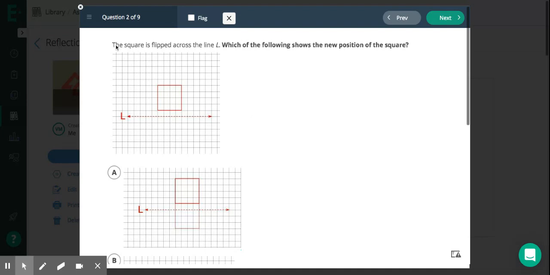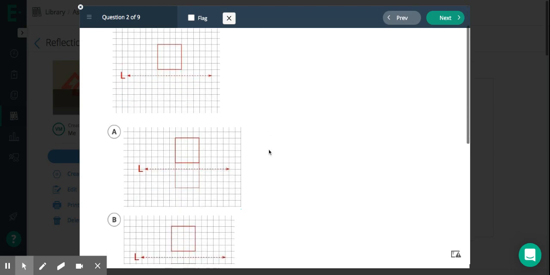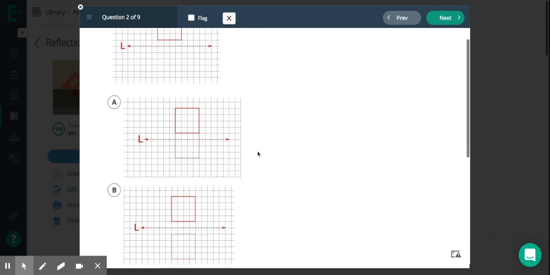All right, so it says the square is flipped across the line L. Which of the following shows the new position of the square? So if we take a look at the first one here, it's kind of hard to see, it's really light, but that square looks like it's flipped from this line right here, not line L. So you see part of that square here, part of that square here. So it is not A.